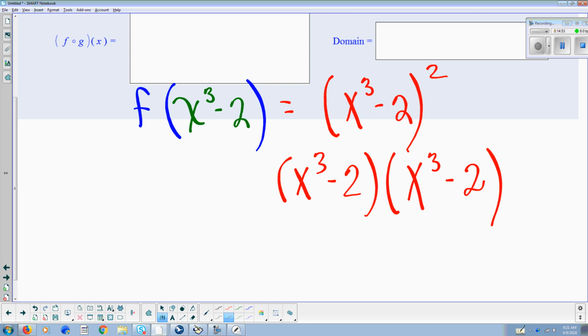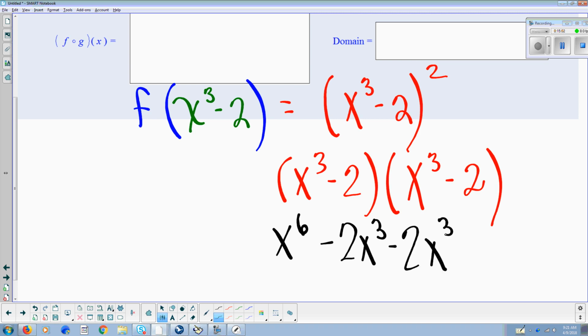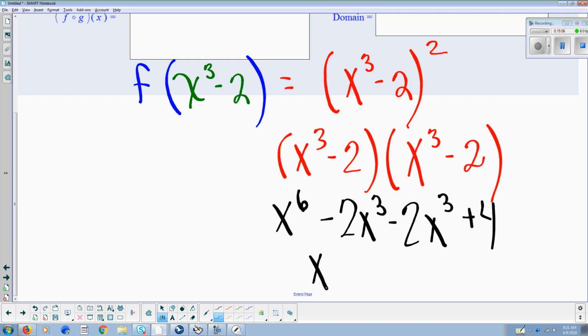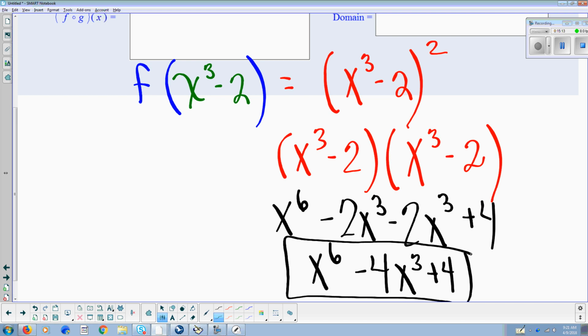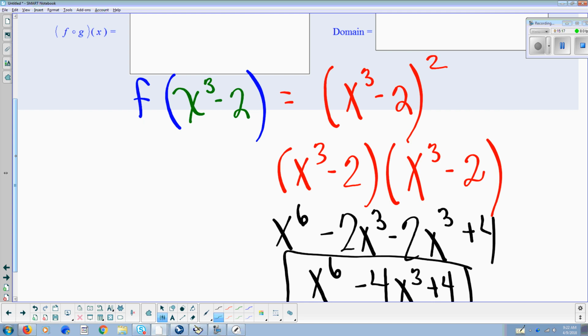And I FOIL the result. So that would be x to the 6th minus 2x cubed minus 2x cubed plus 4. Combining like terms, I will get x to the 6th minus 4x cubed plus 4. This is the answer for f dot g of x: x to the 6th minus 4x cubed plus 4.